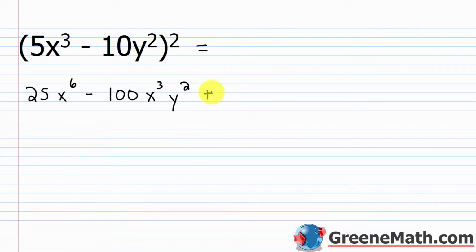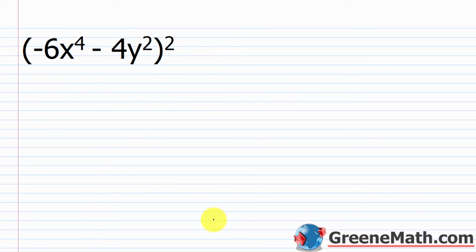Then lastly, I'm going to have plus. I'm going to square this guy. So 10 squared is 100. Y squared squared is y to the 4th power. Keep y the same. Multiply exponents. 2 times 2 is 4. So I end up with 25x to the 6th power minus 100x cubed y squared plus 100y to the 4th power. All right, let's take a look at one more of these.